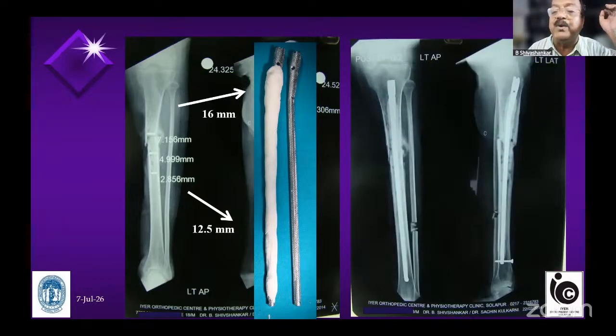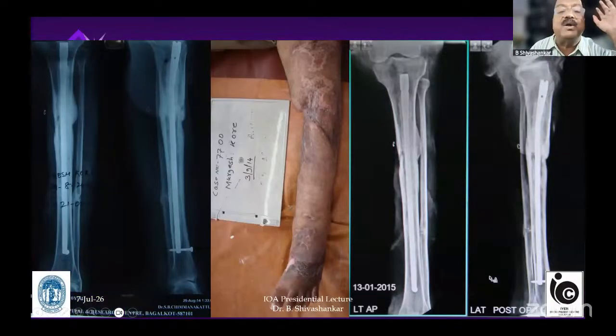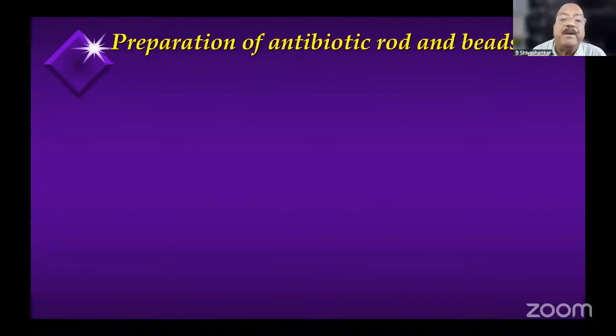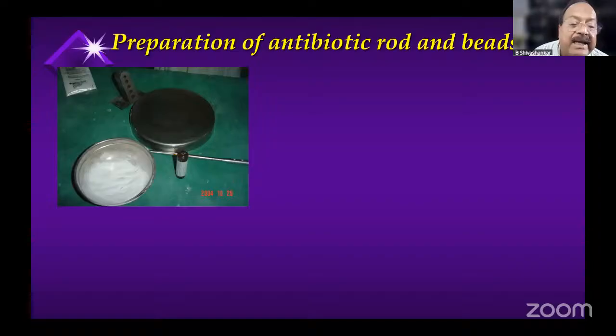You can see the nail is snugly holding at the fracture site, and the fracture got cured in due course of time. And this is the final picture. You can see that a flap has already been done, very bad wound, but at least we could successfully get the fracture united. Coming to the preparation of the antibiotic nail.